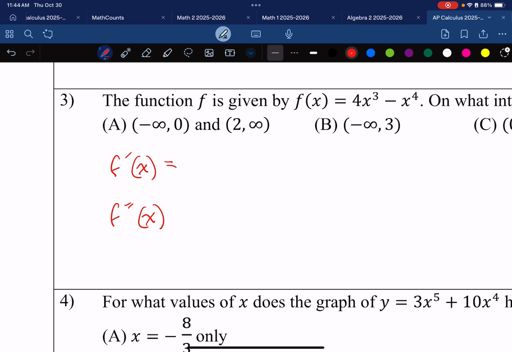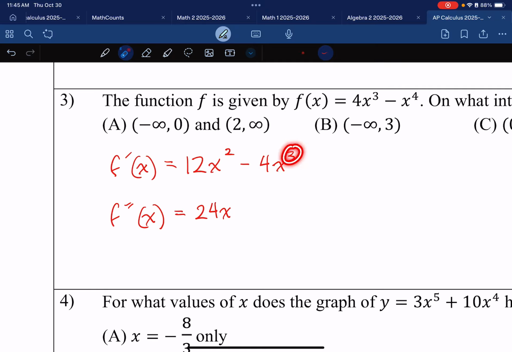F prime is going to be, well, be careful, it's powerhouse. 3 comes down in front, 3 times 4 is 12, and then x goes down a power from 3 down to 2. So I'll say x to the power of 2, and then I'm going to subtract an x to the power of 4 derivative. 4 comes down in front, it's going to be 4x to the power of 3. And then I'll take the derivative yet again. When I take the derivative, 2 comes down in front, 2 times 12 is a 24, x goes down to the power of 1, and then I take the derivative of 4x to the power of 3, 3 comes down in front, 3 times 4 is a 12, so it's going to be minus 12x to the power of 2.